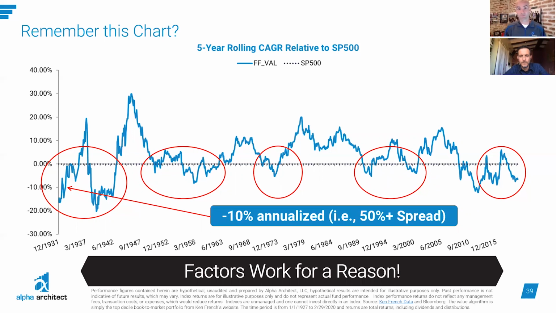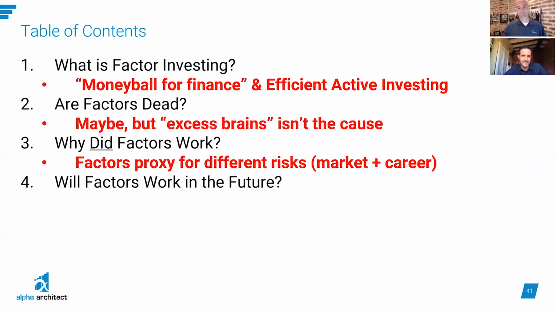So factors work for a reason. They're painful, right? Just like Warren Buffett, he's really rich for a reason. He does a lot of stuff that's actually really painful in reality. So again, why did factors work? We think that the reason they work is because they proxy these different things that we can do. If they worked in the past, it's because they proxy for market and career risk that are just hard to exploit and stick to. And if something's hard to do, you should get extra return. Otherwise, that wouldn't be very fair from a competitive marketplace standpoint.